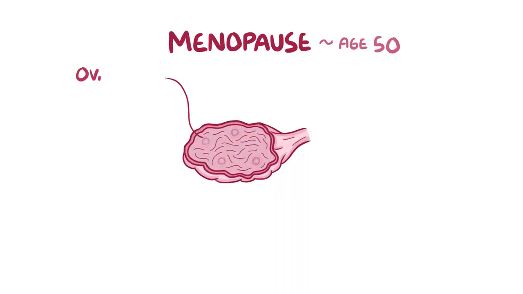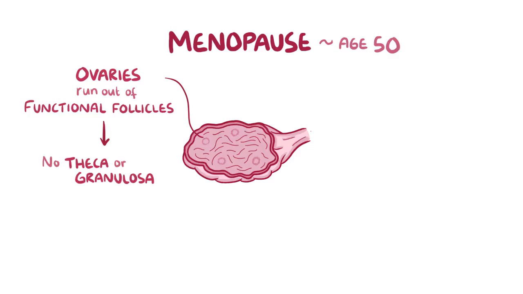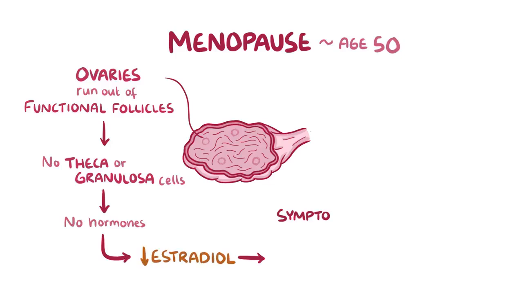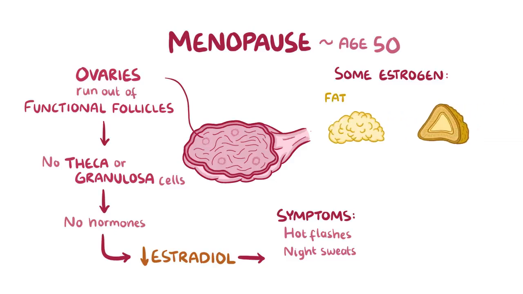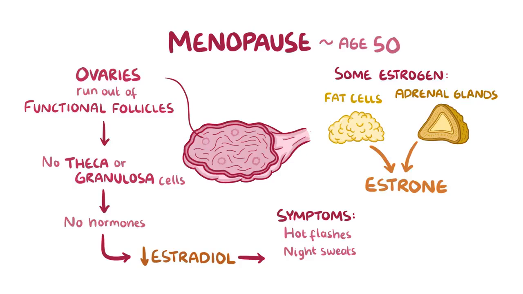At that point, the ovaries run out of functional ovarian follicles, so there's no theca or granulosa cells to produce any more hormones. That leads to a decrease in estradiol levels, accounting for many of the symptoms preceding menopause, like hot flashes and night sweats. But some estrogen is still being synthesized. Remember I talked about those fat cells and adrenal glands? Well, that's where estrogen is still being produced in a menopausal woman's body. However, these tissues produce estrone, so after menopause, estrone is the dominant kind of estrogen.